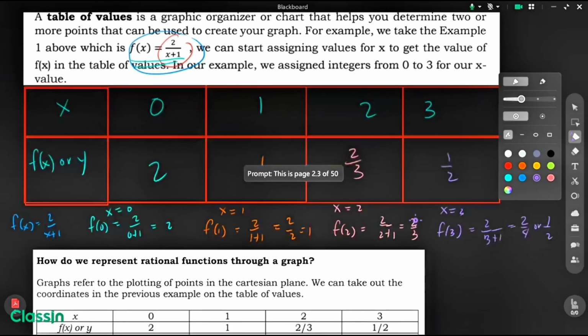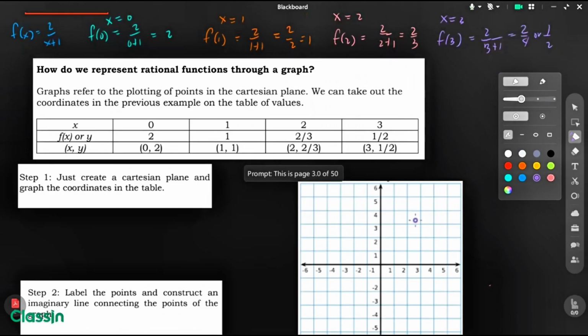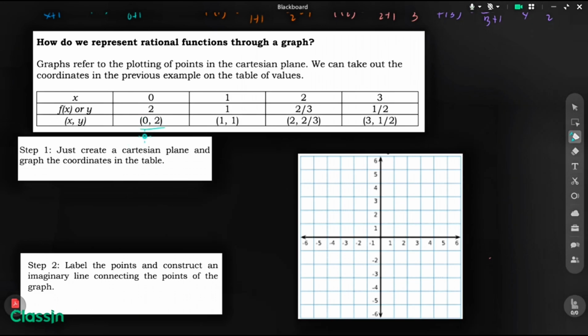Okay, now we are going to represent the rational functions through a graph. So we have our coordinates. We have our x and y already. We have 0 and 2, 1 and 1, 2 and 2/3, 3 and 1/2. If we convert 2/3 into decimal, it becomes 0.67, and for 1/2, it is 0.5.